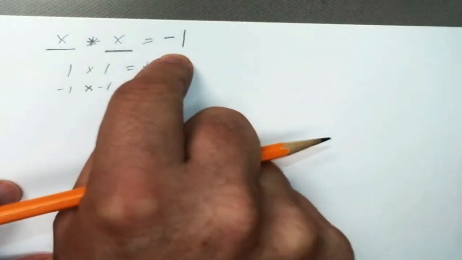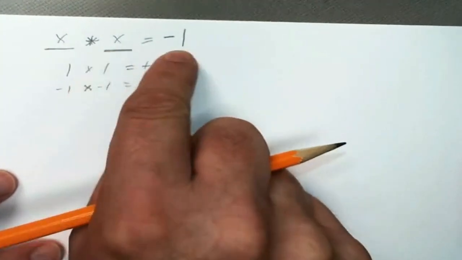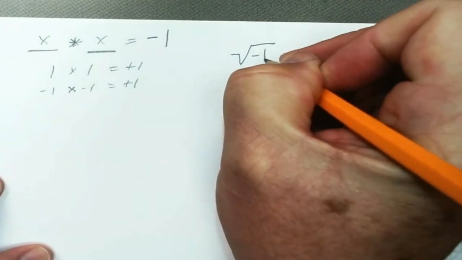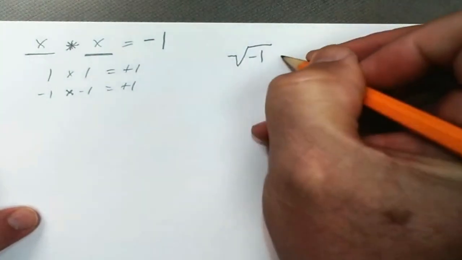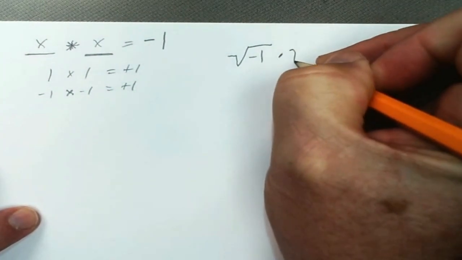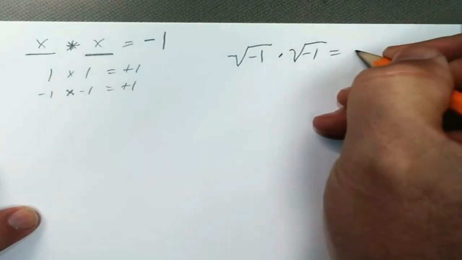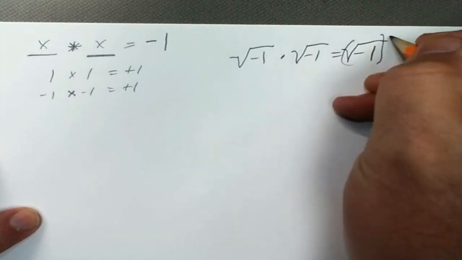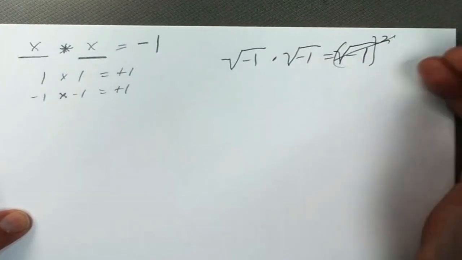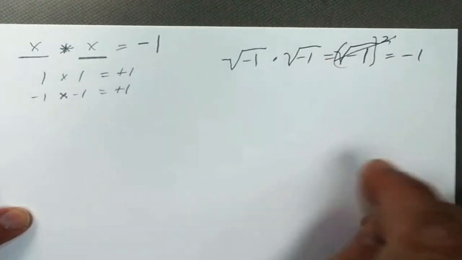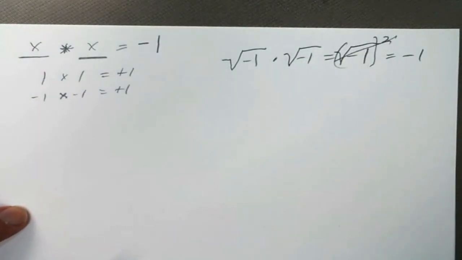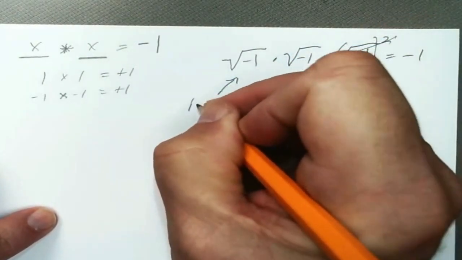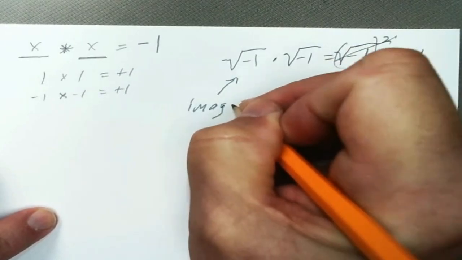So this led to the need to figure out a number that we could multiply by itself to get to -1. And that number is the square root of -1. Because if we multiply the square root of -1 times the square root of -1, we're taking the square root of -1 and squaring it. And when you square something that's a square root, it just cancels out the square root and becomes -1. So this is an imaginary number.